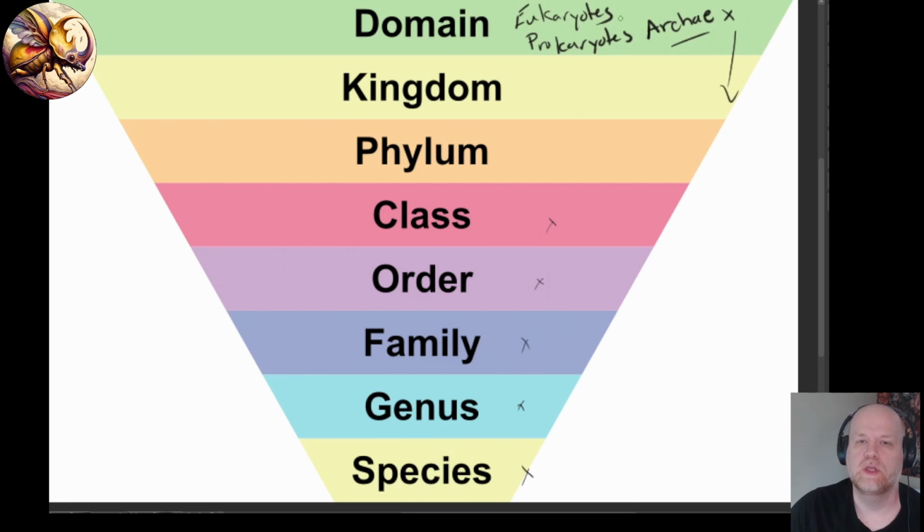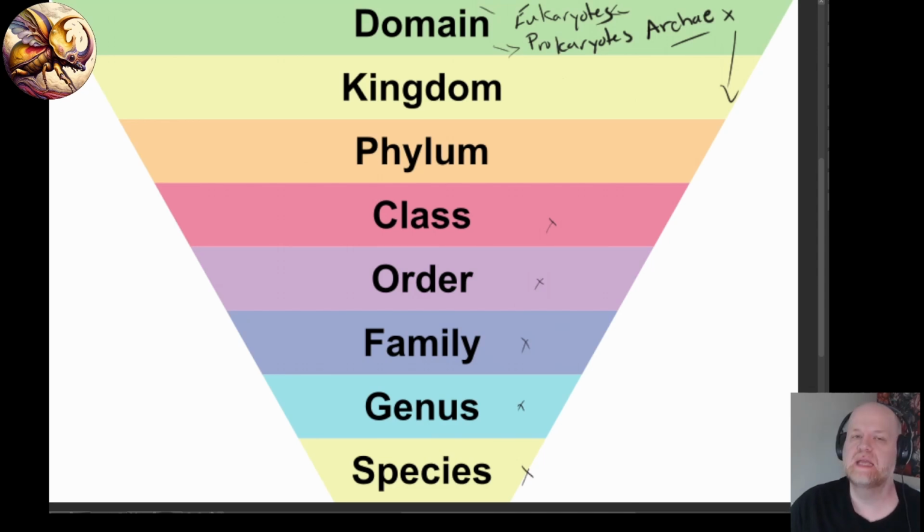And then the eukaryotes are things with actual nuclei. So prokaryotes are bacteria which don't have true nuclei, and eukaryotes are things with true nuclei. So these are all of the other organisms. The eukaryotes would be all of the animals, all of the plants, all of the fungi, things like that. So eukaryotes are the largest thing that we're going to be talking about.